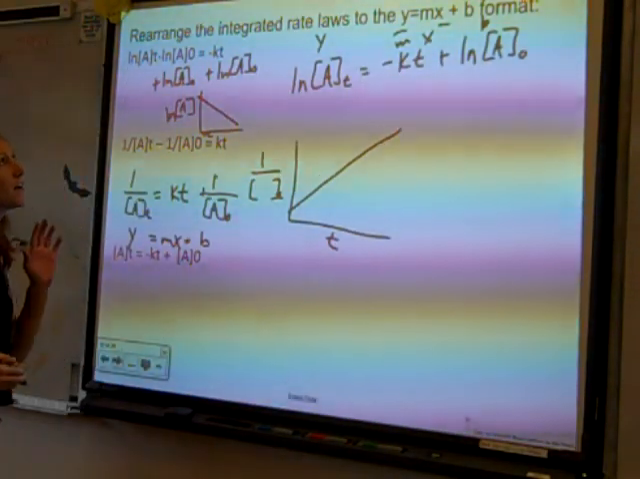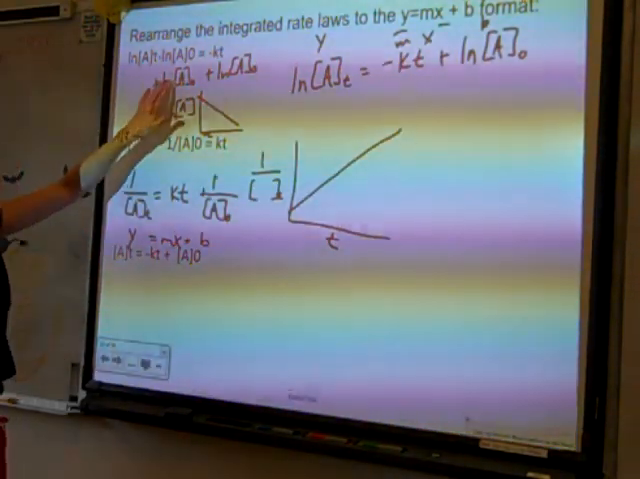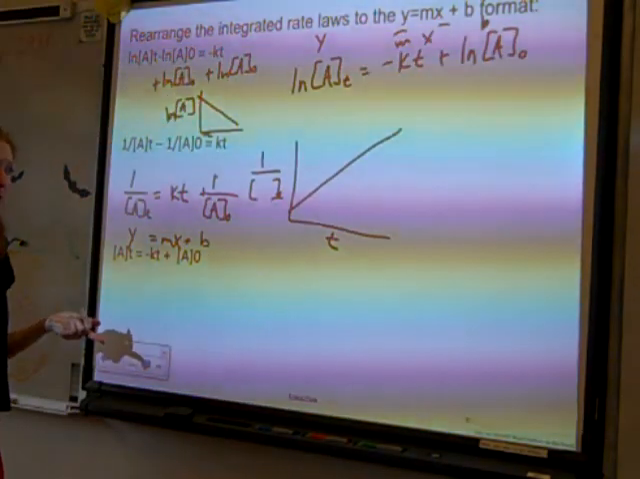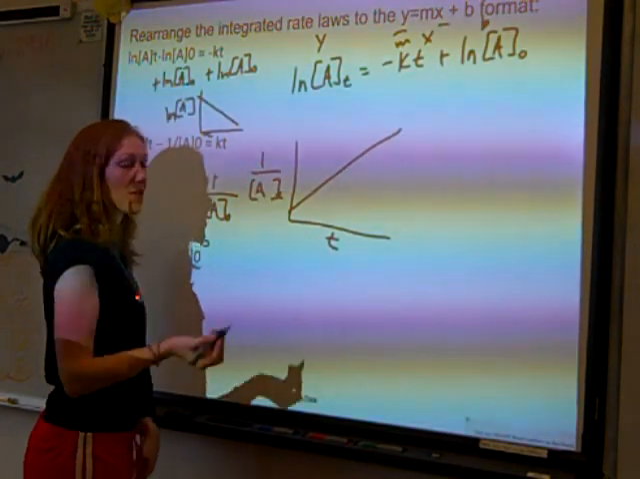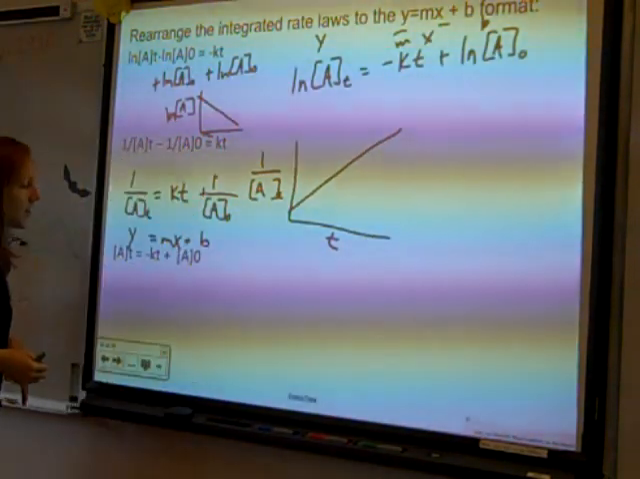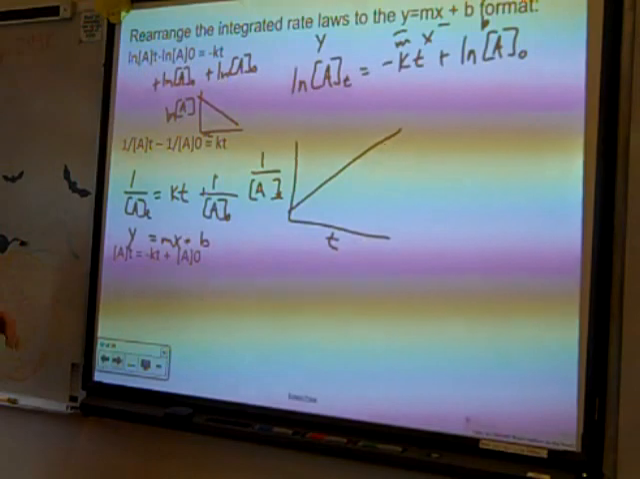Okay, so if I had a reaction and I went ahead and I tried plotting this and I didn't get a straight line, I would know it's not first order. I try again and I try plotting 1 over concentration versus time. If I get a straight line, it's a second order. So the other option is it could be a 0 order.